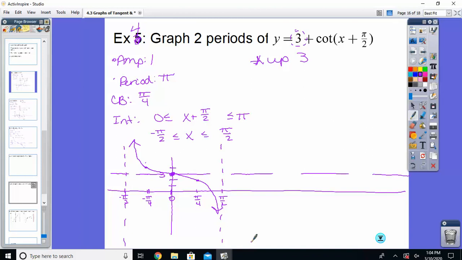How do I get my second period? Add 4 more points. Keep adding our pi over 4. So that's 3 pi over 4, pi, 5 pi over 4, and 6 pi over 4, which would be 3 pi over 2. And continue the pattern. Asymptotes at the ends. Your 0 at the middle. Starts high and goes low.